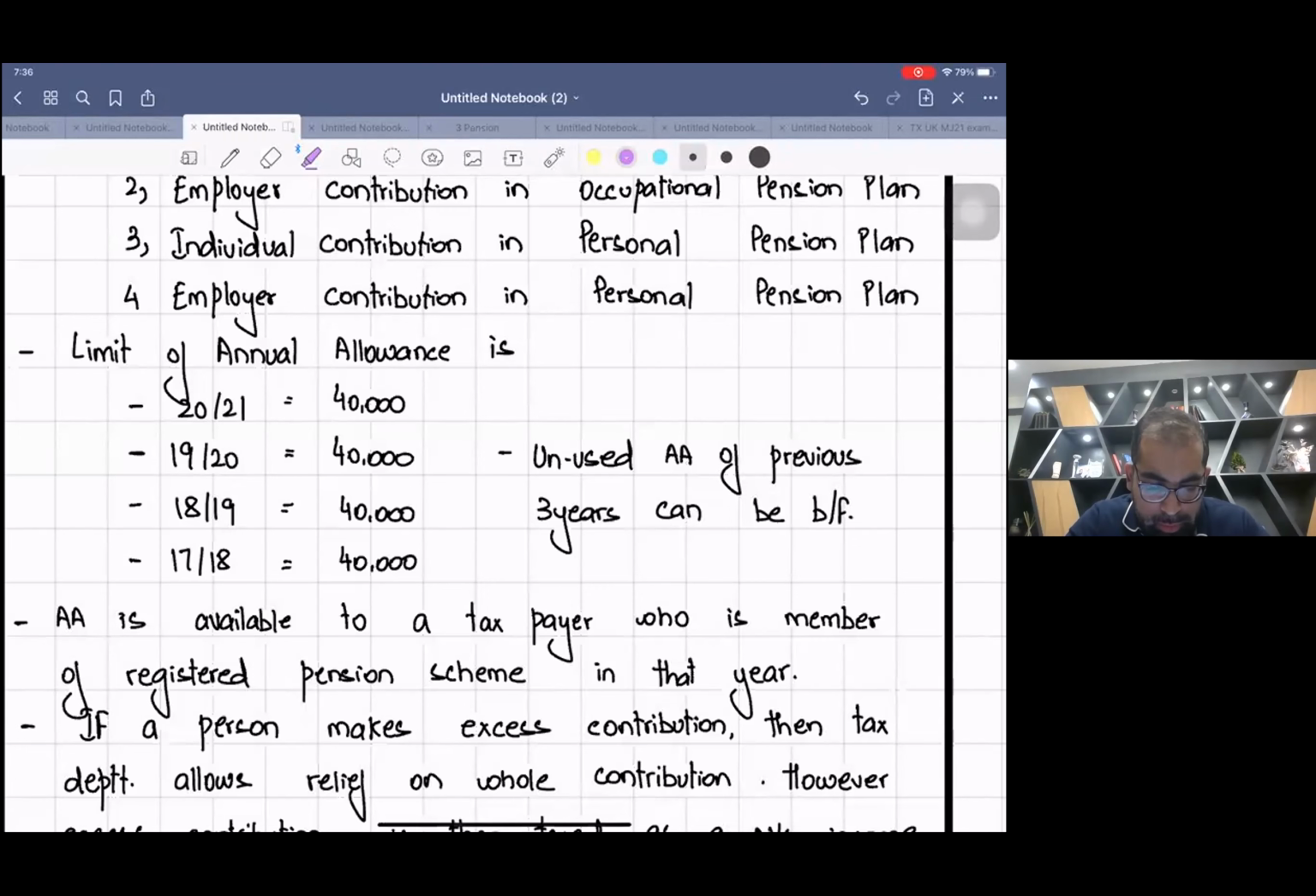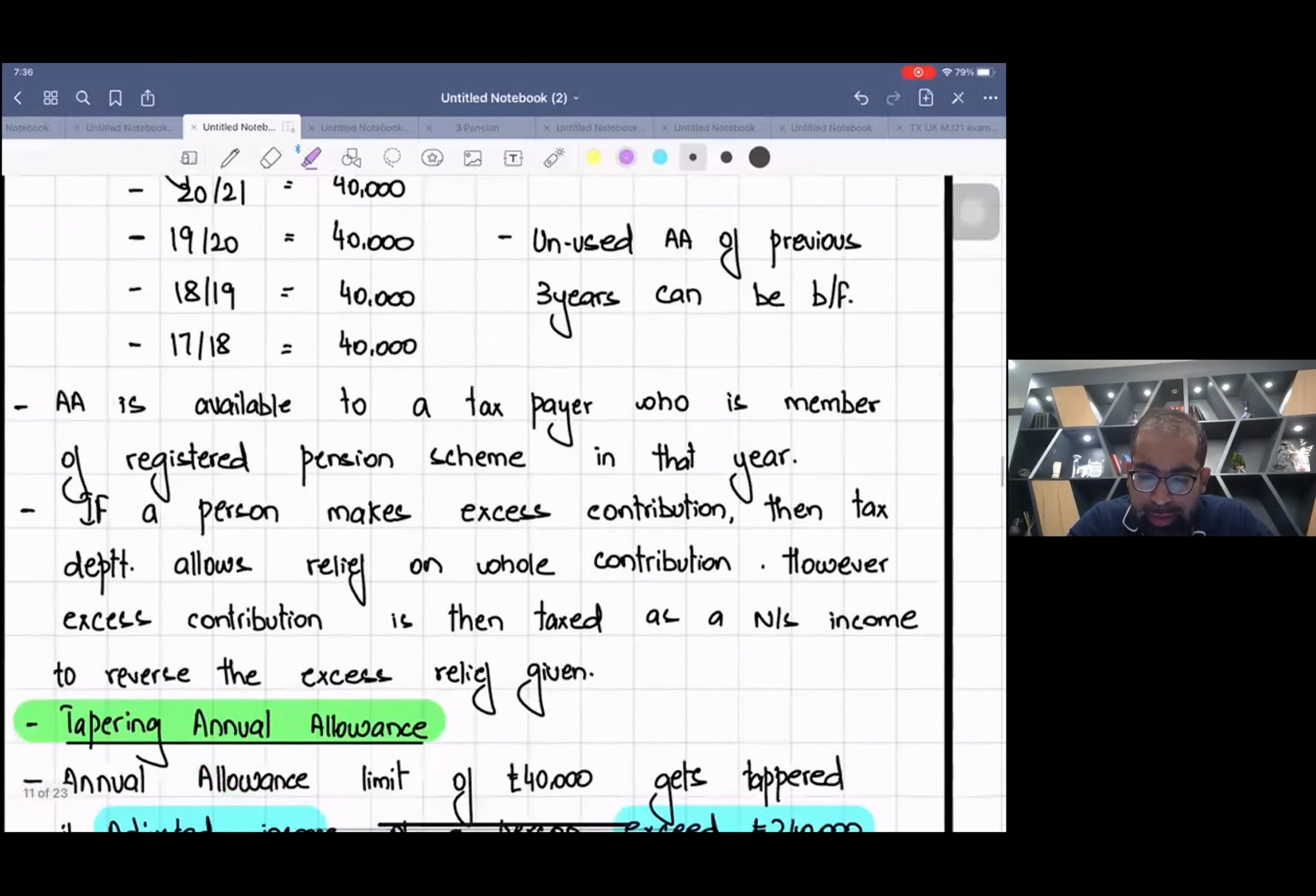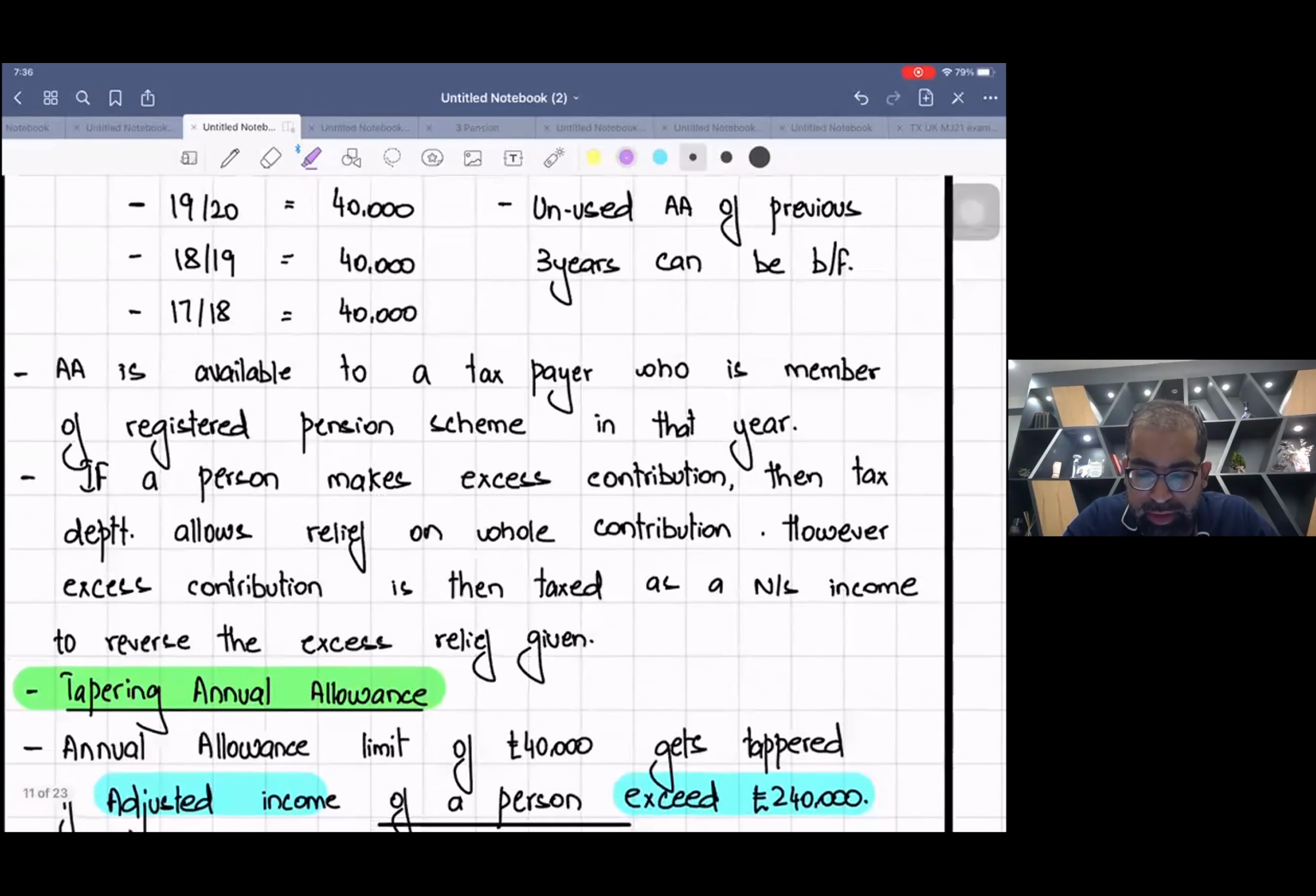Now, one more thing. Annual allowance is available to a taxpayer who is a member of a registered pension scheme in that year. Membership is a must. If you are a member of a registered pension scheme in that year, then you can avail all this annual allowance relief.